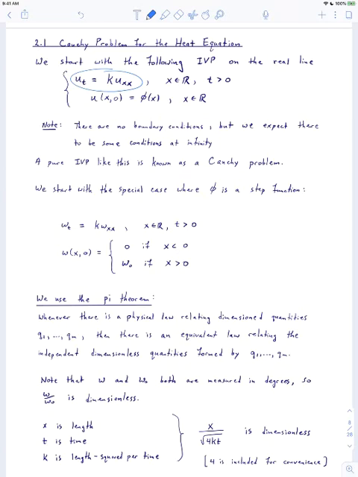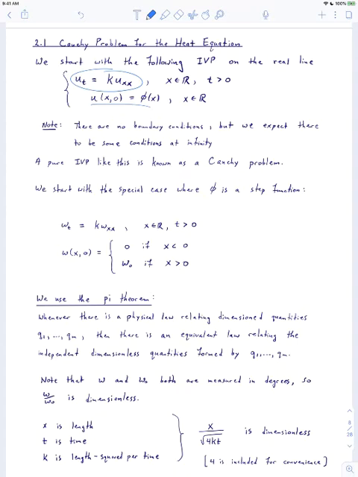In other words, there's no boundary here. So that means we don't expect any boundary conditions. We do have an initial condition that you see here. U at x comma 0 is equal to phi at x for all x in R. That is, we have an initial temperature at every x value.